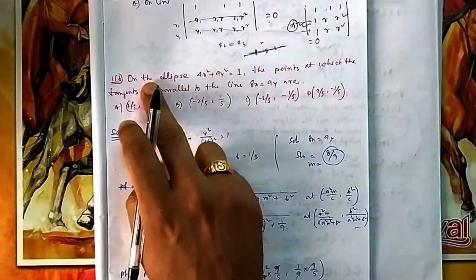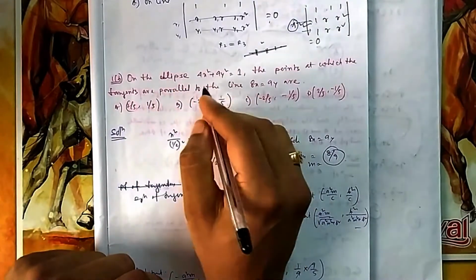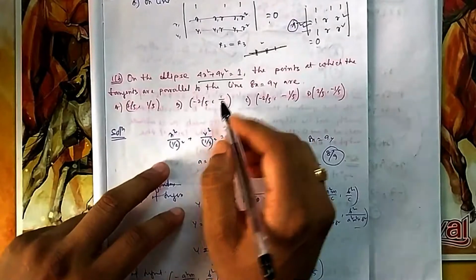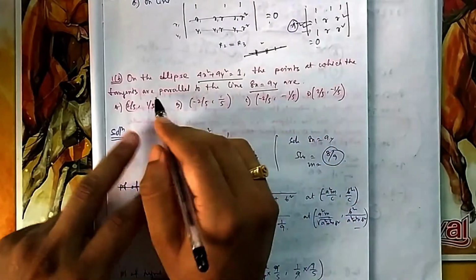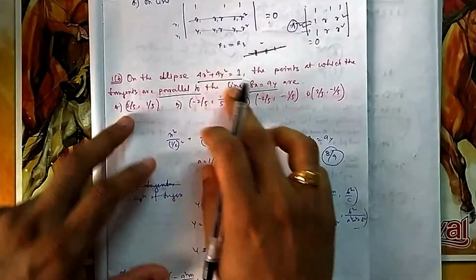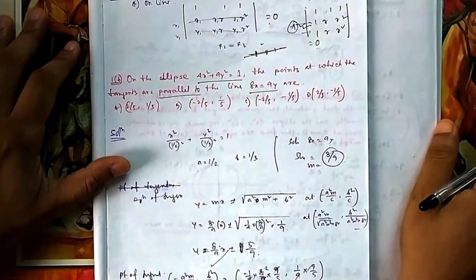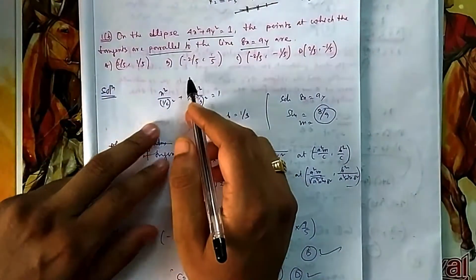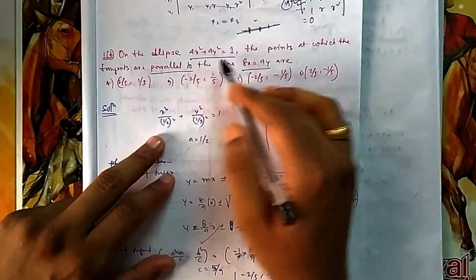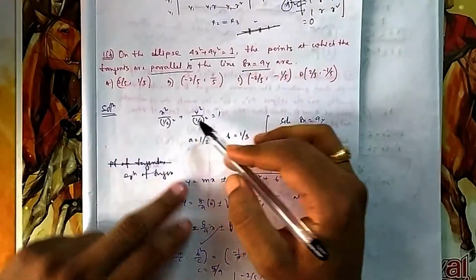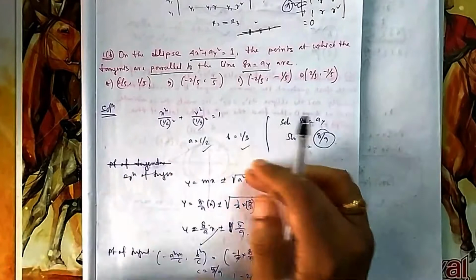Now you come to 1b. On the ellipse 4x square plus 9y square equal to 1, the points at which the tangents are parallel to the given line. So the slope of the tangent is given. Now can you write the tangents, and at what points they are asking also. This is the equation of the ellipse. You can divide it by 1, so it is already 1. So 4 is 1 by 2 square, 9 is 1 by 3 square, and a is here 1 by 2, b is here 1 by 3. This is okay.